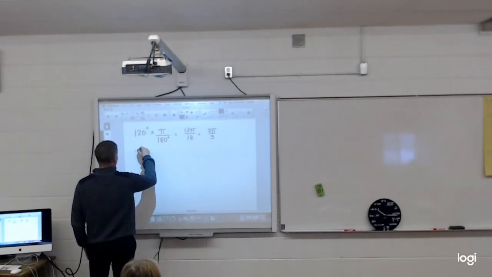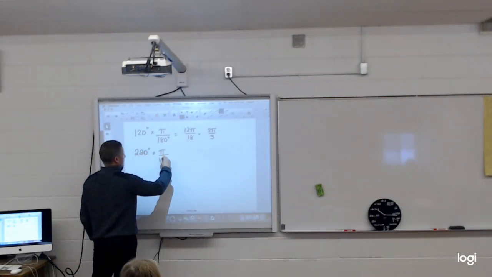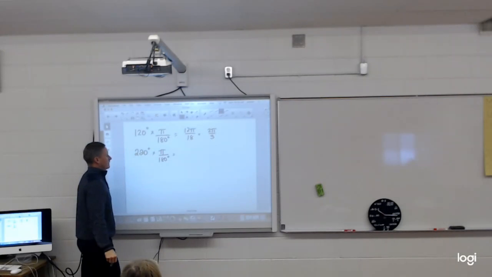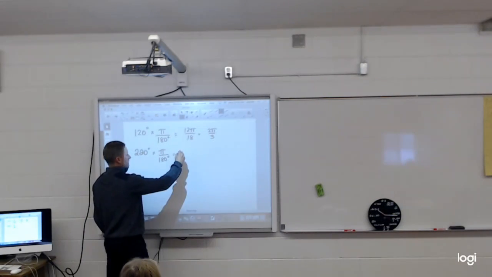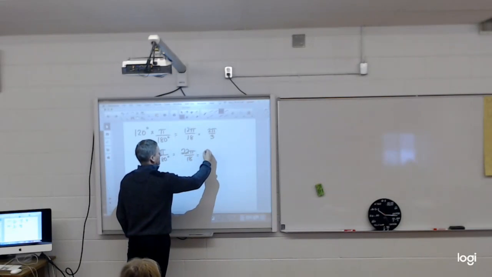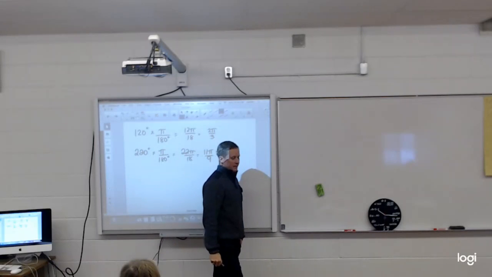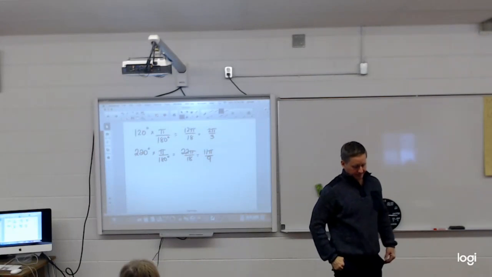Estimate the value of 220 degrees. What am I going to estimate? I'm going to find out what it actually is. 220 degrees times pi over 180 degrees is 22 pi over 18, which is 11 pi over 9.